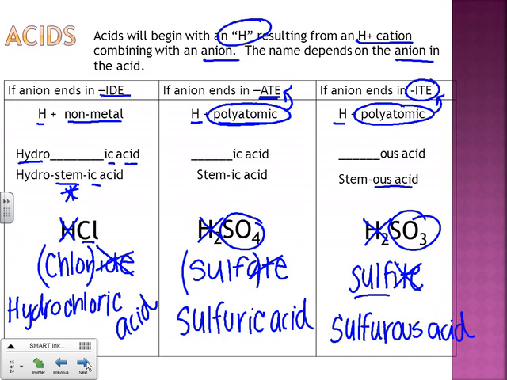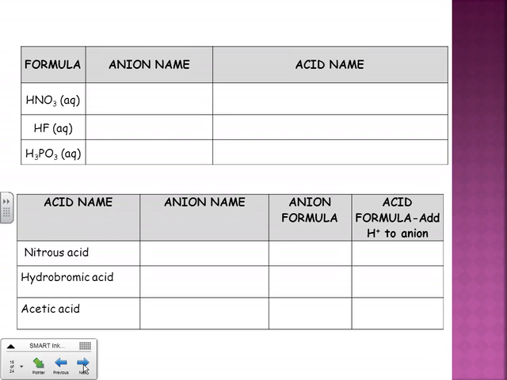Okay? So let's move on and do some practice here. So first, if we're given a formula, we need to figure out the name. So we're going to do something similar to what we just did. HNO3, I ignore that H because they all have H in them. I need to find out what NO3 is, okay? NO3 is called nitrate, all right?